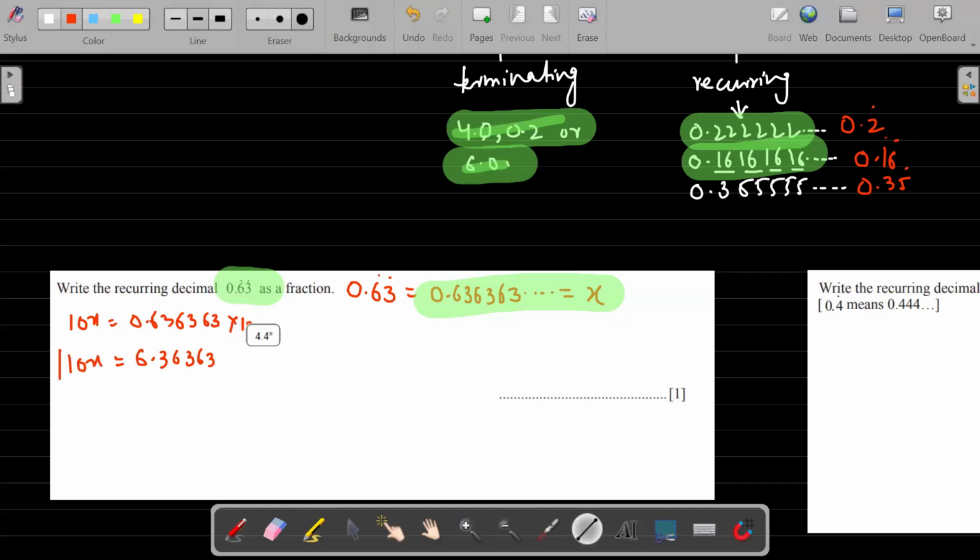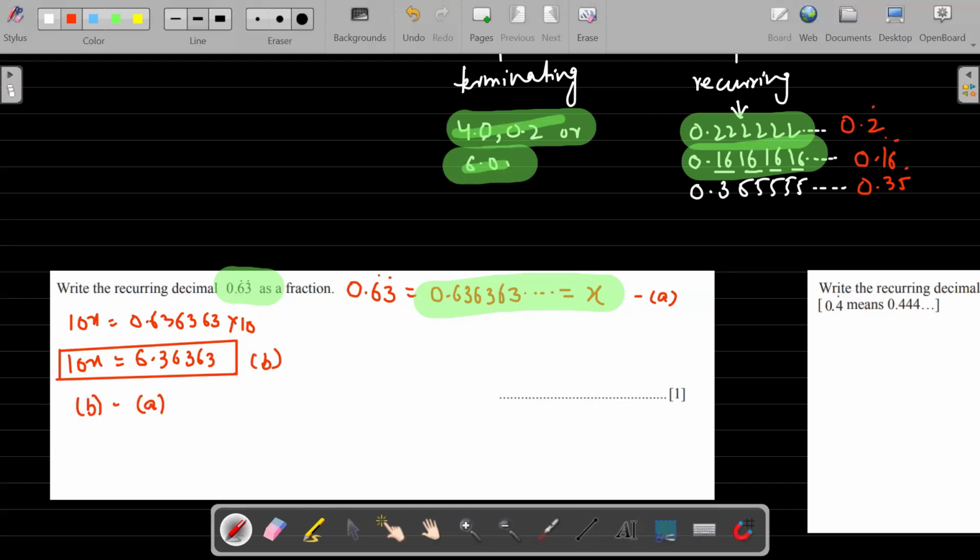So what will I be doing? I will consider this equation and subtract it from the other equation. Okay. Let's say this is equation A and this is equation B. Now subtract A from B.